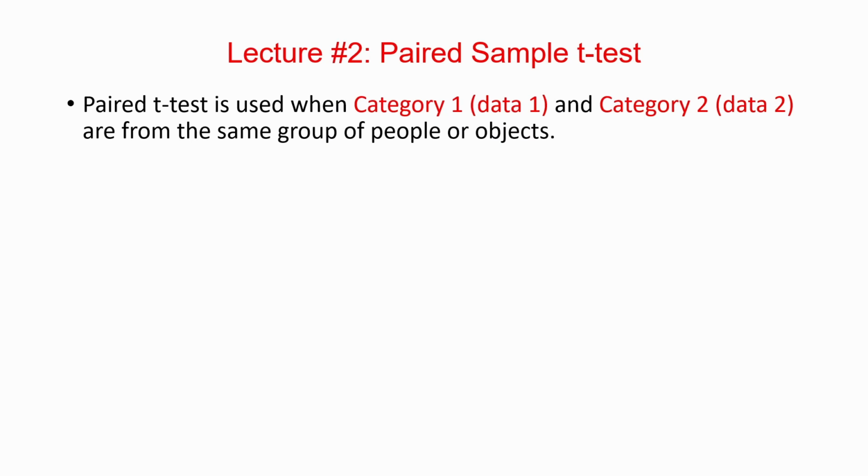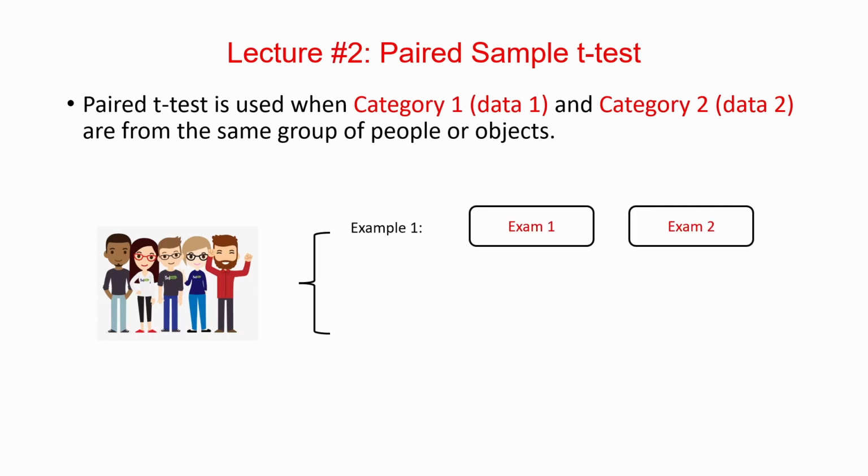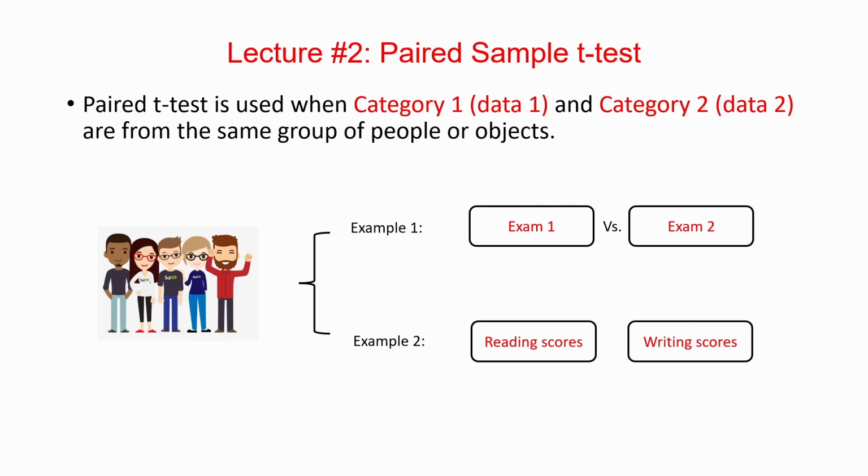Paired sample t-test is used when category 1 and category 2 are from the same group of people or objects. What do we mean by the same group? Let's see some examples. For instance, for the same group of students, you try to see whether their exam 1 and exam 2 scores are the same or different. Another example could be that for the same group of students, you want to see whether the reading score and writing score are the same or not.